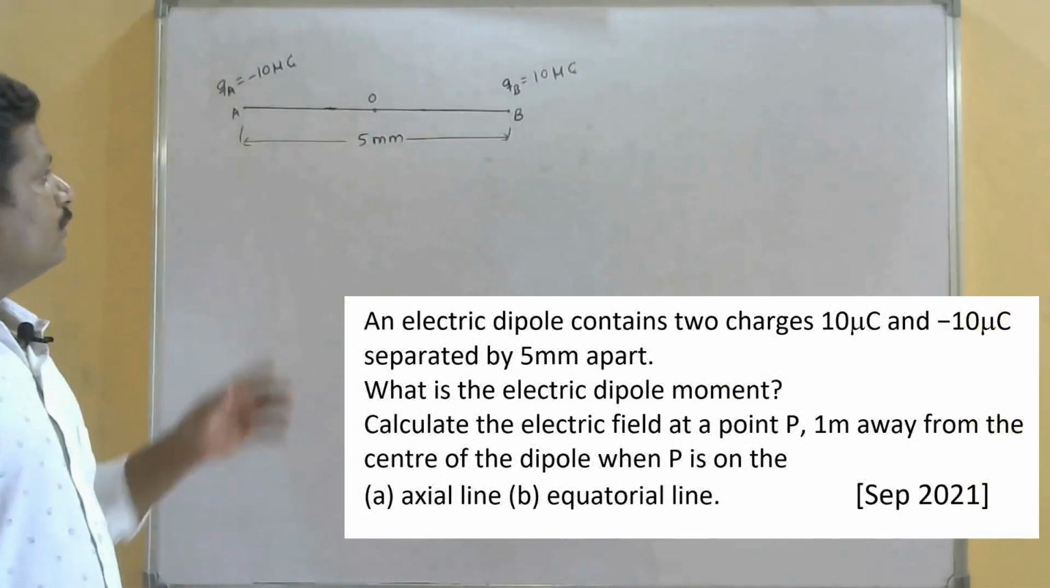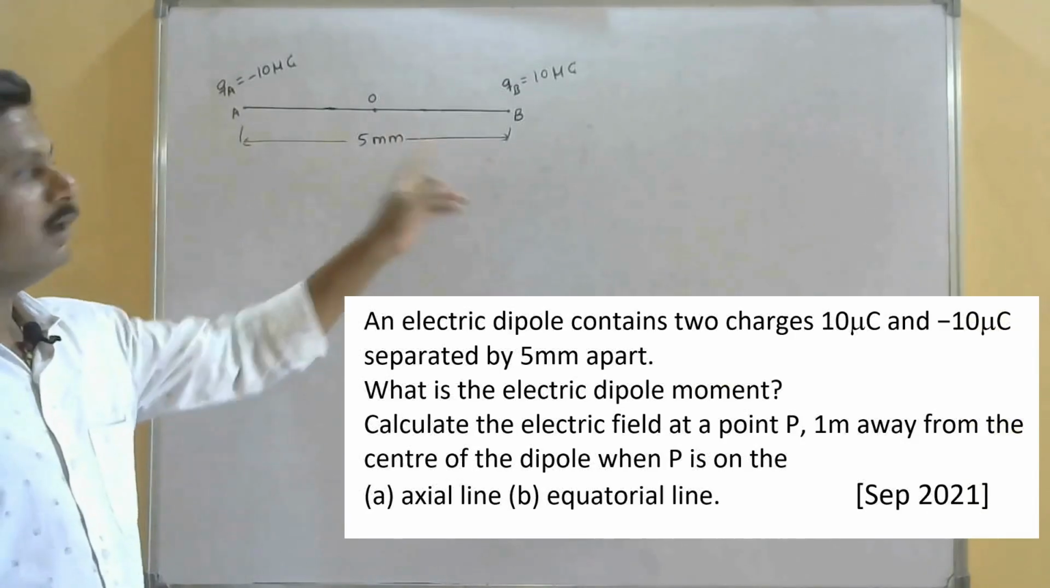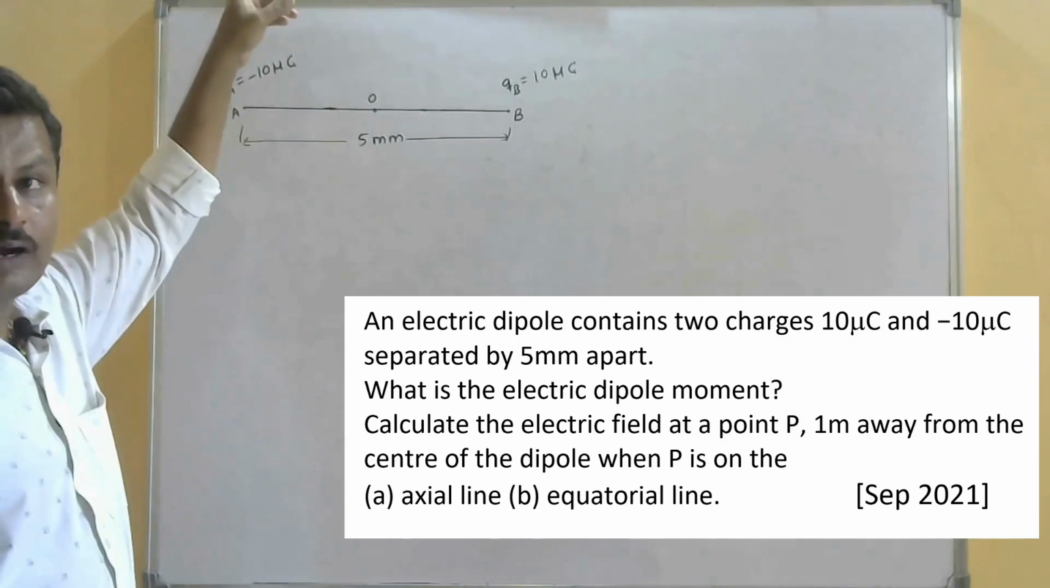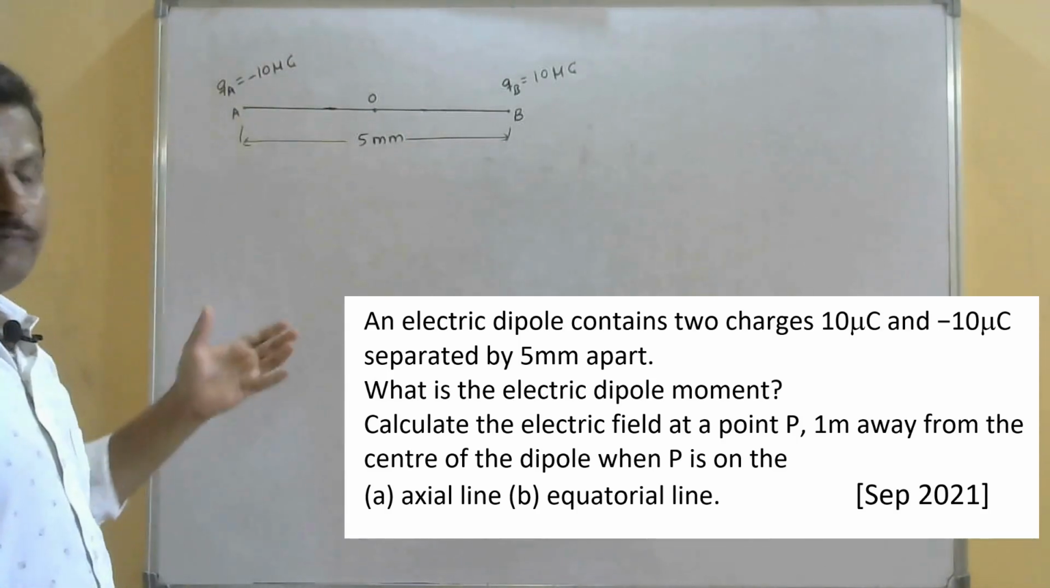Let's move to the next question. In this problem, you need to find out the dipole moment as well as the electric field on the axial line as well as on the equatorial line at a distance of 1 meter from the center of the dipole.